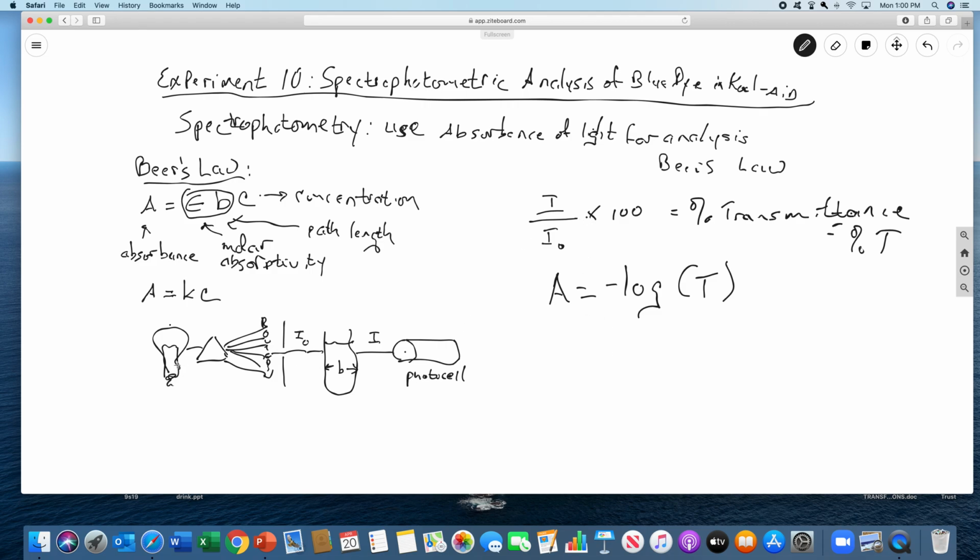But just realize that anything that prevents light from getting to that detector, the machine doesn't know where it went, it just thinks it's absorbed. All right, so things like bubbles or fingerprints or things like that can really screw things up.